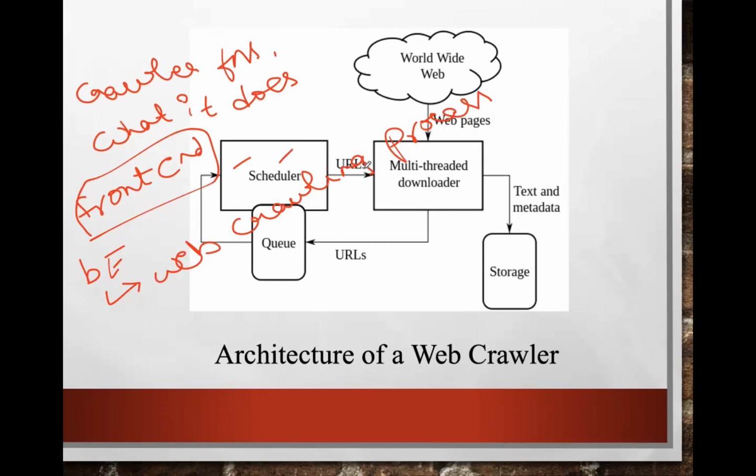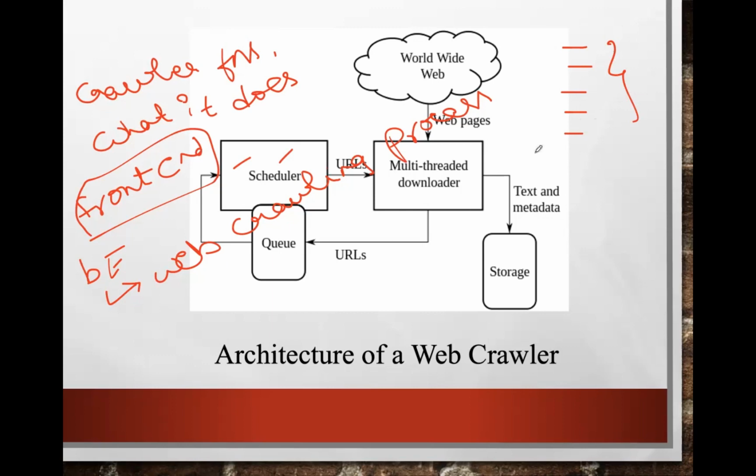So the URL scheduler, what is this? It is responsible for keeping track of which URLs have been visited. Say there are multiple URLs like this. The scheduler will keep track of the URLs that have been visited, and based on this history, it will decide which URL should be visited next.